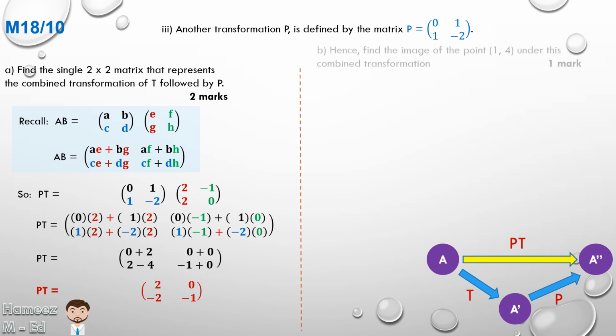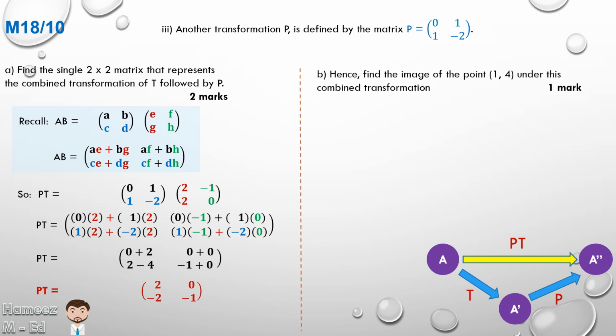Let's look at part B. Hence, find the image of 1, 4, that point, under this combined transformation. So let's look at the image of PT acting on the point 1, 4. Instead of going step by step, we could go straight across with this combined 2 by 2 matrix. So PT is 2, 0, minus 2, minus 1 multiplied by 1, 4. Remember, we're changing the row vector 1, 4 to a column vector. No commas are needed, no division lines, anything.